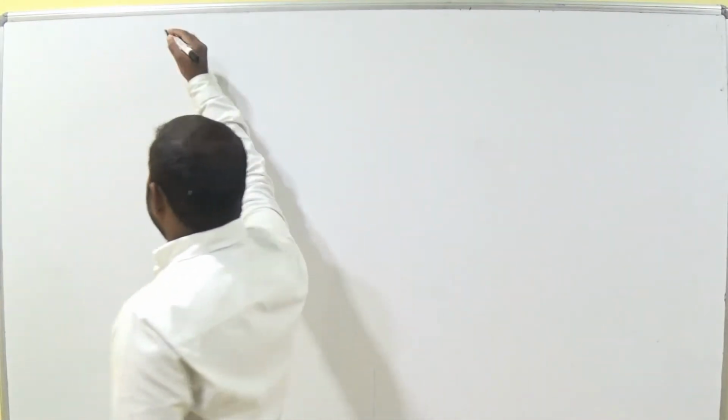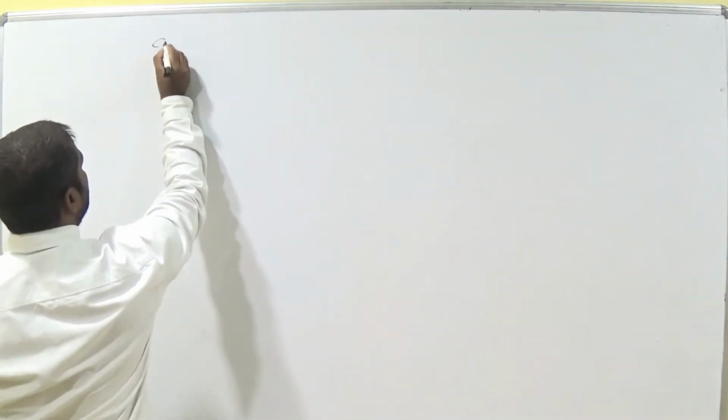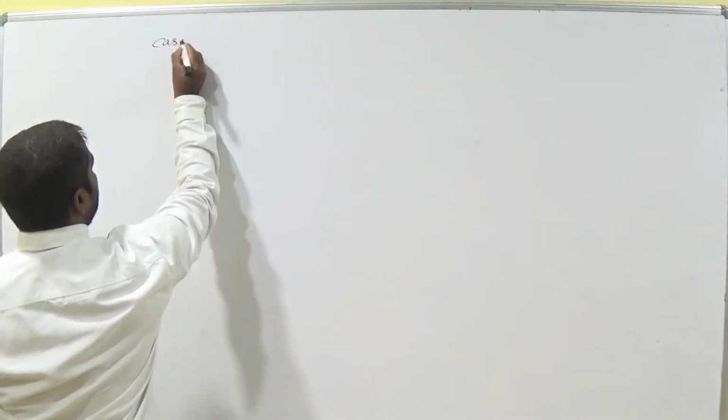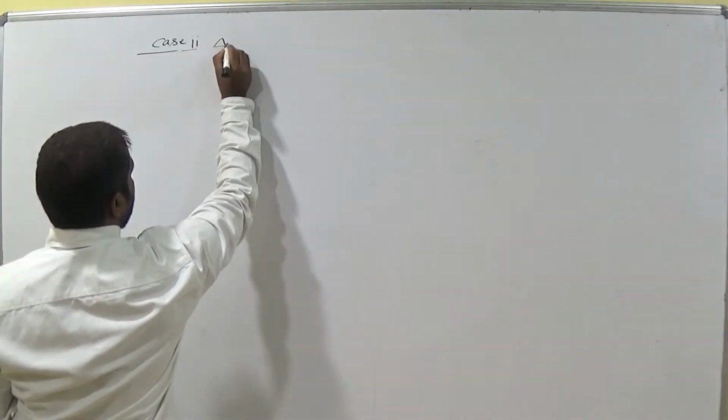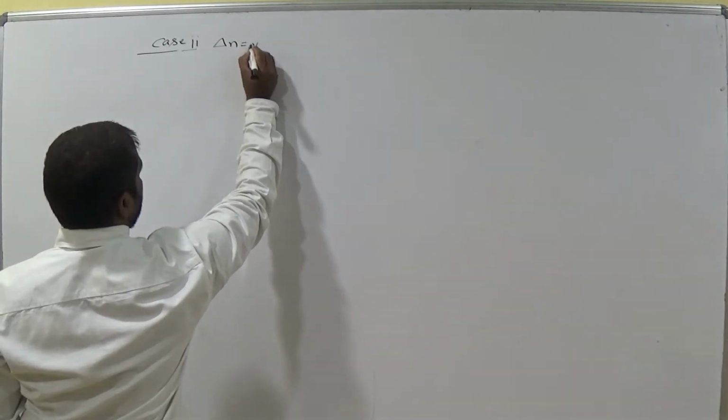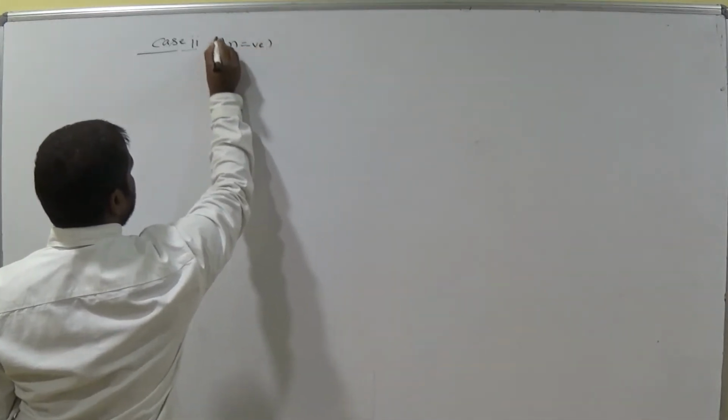Students, yesterday we discussed three cases. In that, the first one is delta n is equal to positive. Then what about the Kc and Q relations? And then the second case, delta n is equal to negative. In case 2, that means delta n is equal to negative.